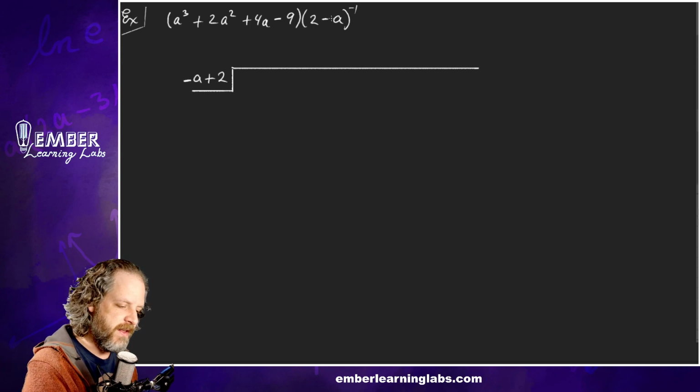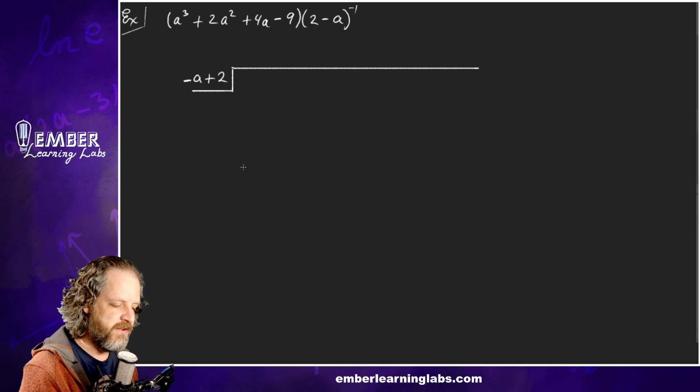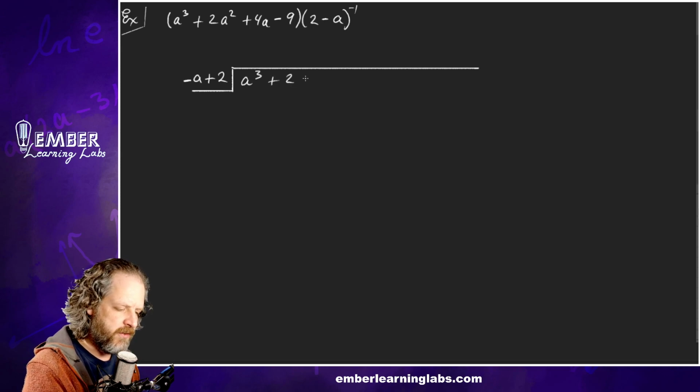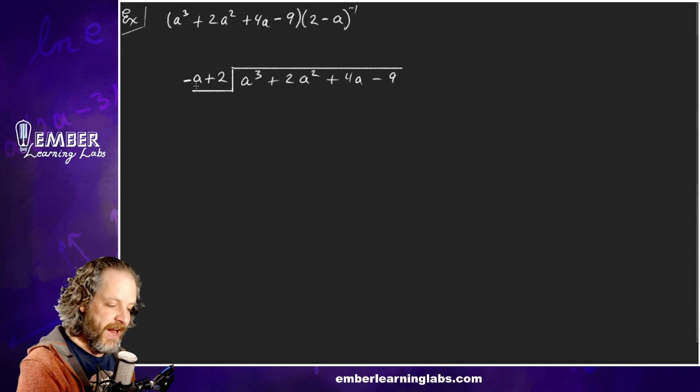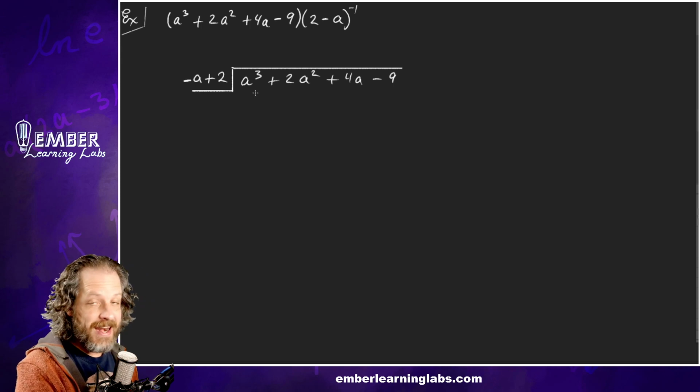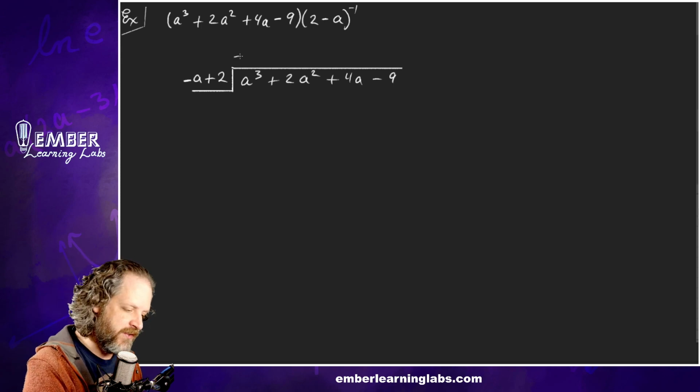So I'm just rewriting this, but in descending order. So I'm putting the a term first, and then I'm going to write this one in the house. So a cubed plus 2a squared plus 4a minus 9. I got a little bit wild with my house. Extra rooms. So negative a goes into a cubed negative a squared times.